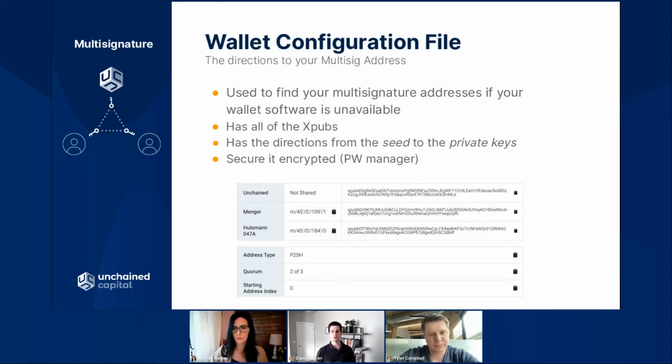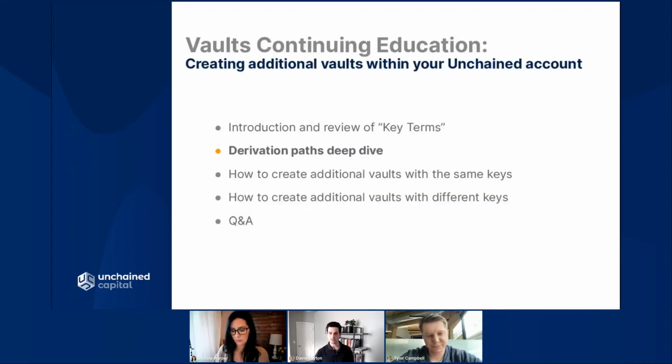You have your derivation paths, which Tyler's going to touch on next. You have your key names, and then you have your extended public keys. It also has the address type, which with Unchained is pay to script hash, and then the quorum, which is always going to be 2 of 3 at Unchained. So all that information would be needed if you ever wanted to gain access or rebuild your multi-signature wallet outside of Unchained. Yeah, so that is the review of key terms.